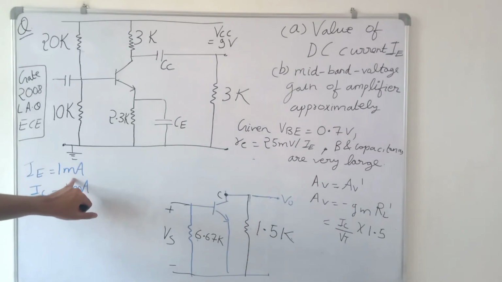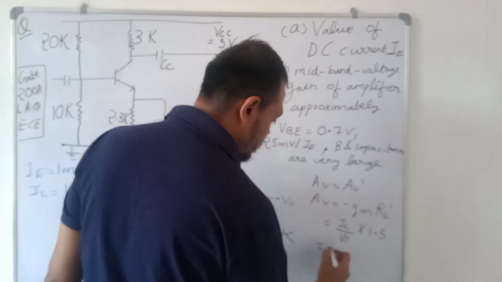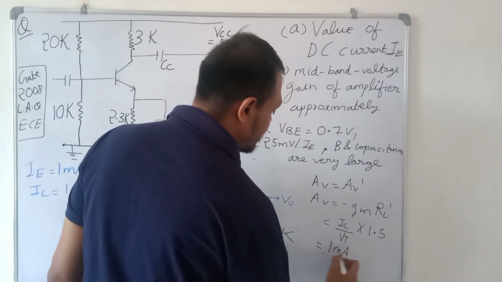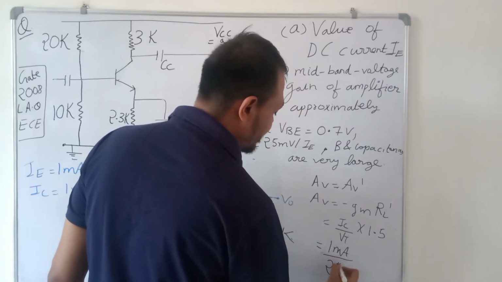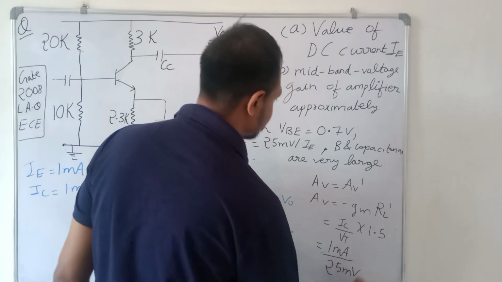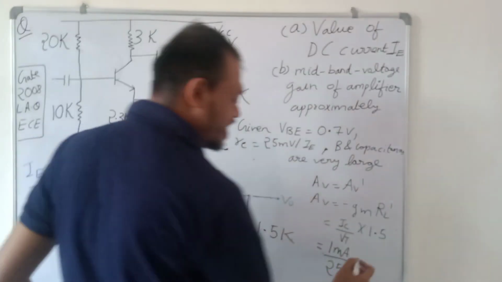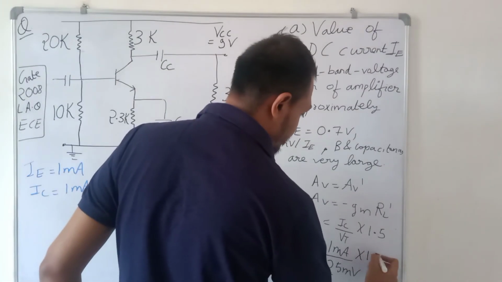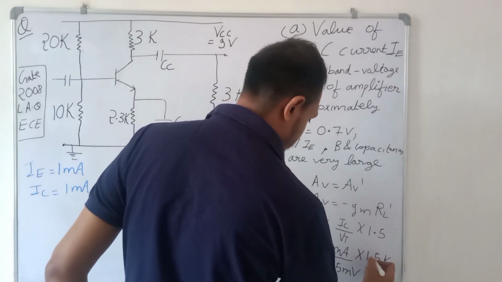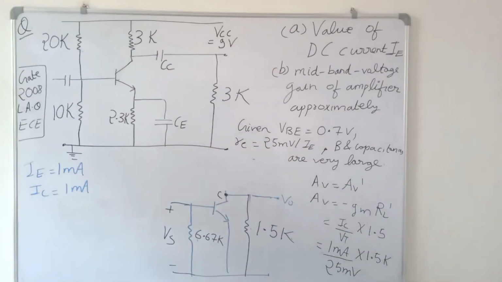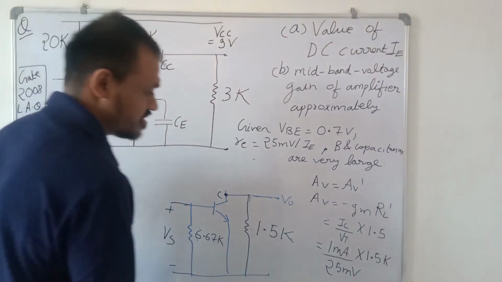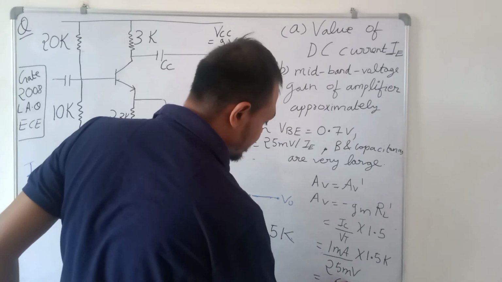IE we found 1 milliampere, IB is 0, so IC will also be equal to 1 milliampere. VT, at room temperature, is 25 millivolt, so into 1.5K. If you divide 1 milliampere upon 25 millivolt and multiply with 1.5K, then the answer will be 60. So the mid-band voltage gain is 60.